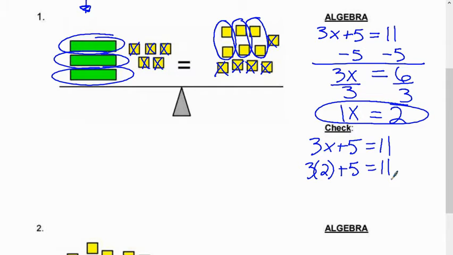And now we have math to do on the left-hand side. I see multiplication and addition. Remember, with order of operations to multiply first. 3 times 2 would give us 6. So now it says 6 plus 5 equals 11. And when we do the addition, 6 plus 5 is 11. So 11 equals 11, meaning that the equation checks. And I know that x had a value of 2.